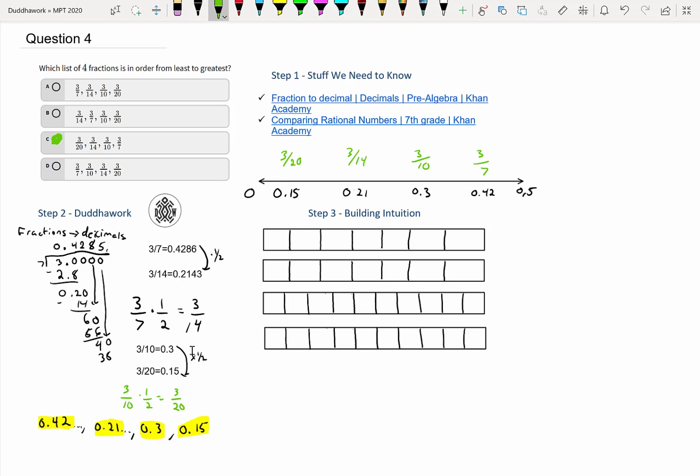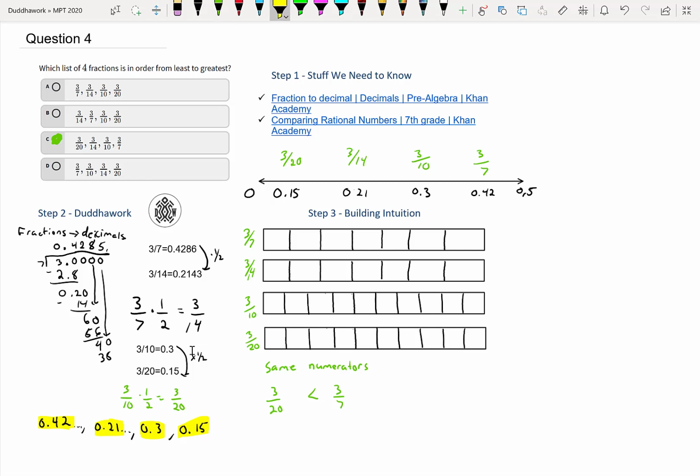But another way to think of this problem is to realize that they have the same numerators, right? Same numerators. It's all 3. So the bigger the denominator, the smaller the pieces. So 3/20 will always be less than 3/7. And to understand this, what I'll do here is I'll write them in the order that we had. So 3/7, 3/14, 3/10, and 3/20.